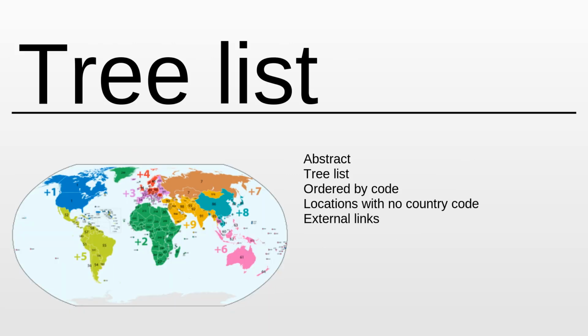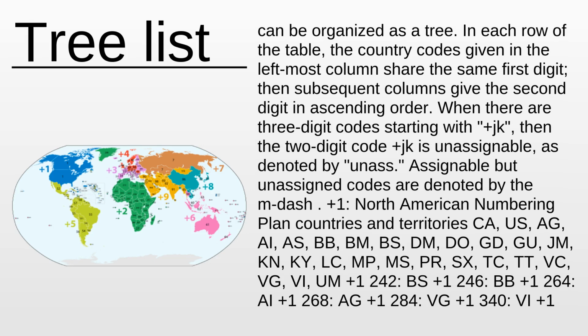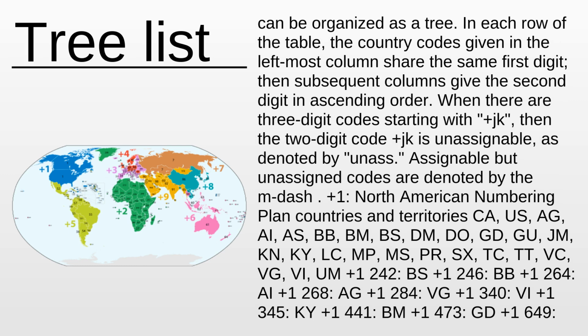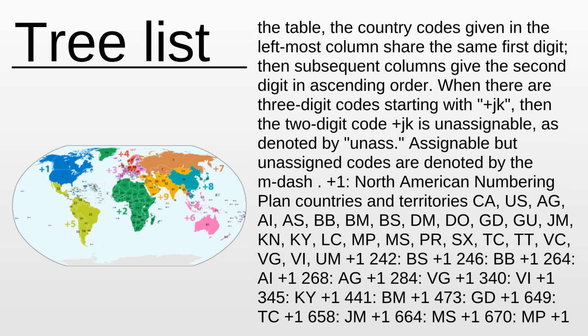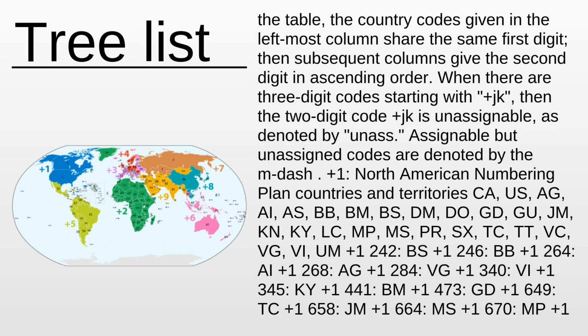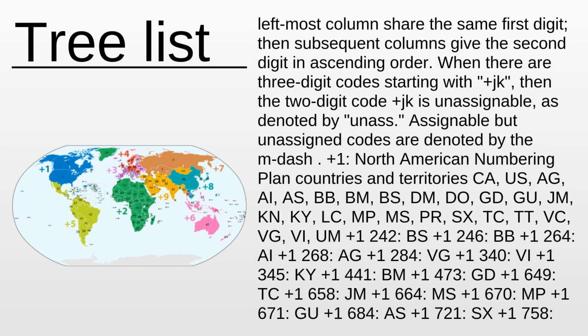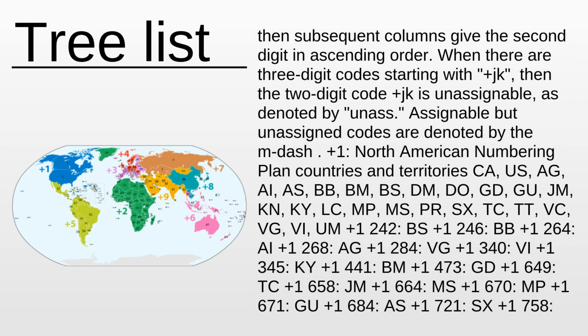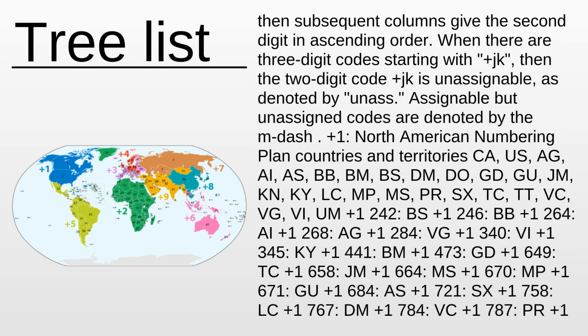Tree list. Country calling codes are prefix codes and can be organized as a tree. In each row of the table, the country codes given in the leftmost column share the same first digit, then subsequent columns give the second digit in ascending order. When there are three-digit codes starting with plus J K, then the two-digit code plus J K is unassignable, as denoted by UNS. Assignable but unassigned codes are denoted by the letter M. +1, North American Numbering Plan countries and territories.